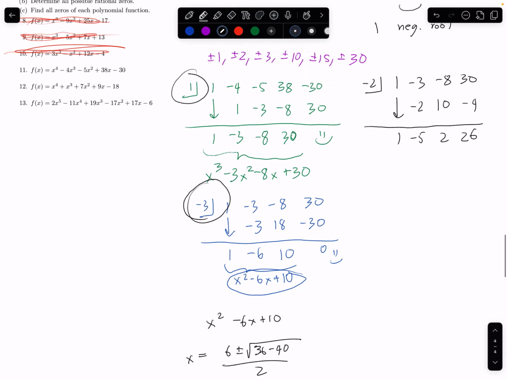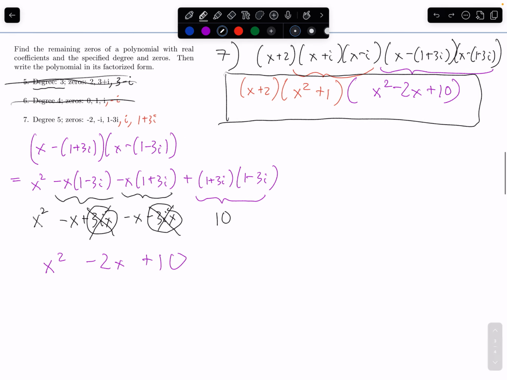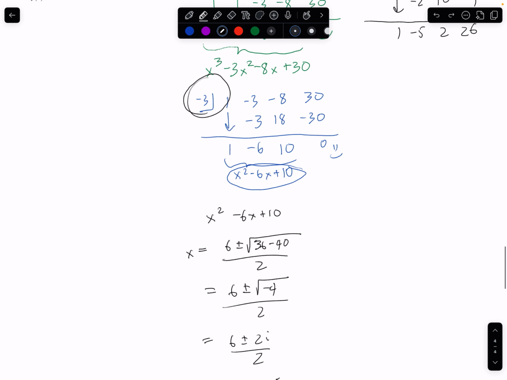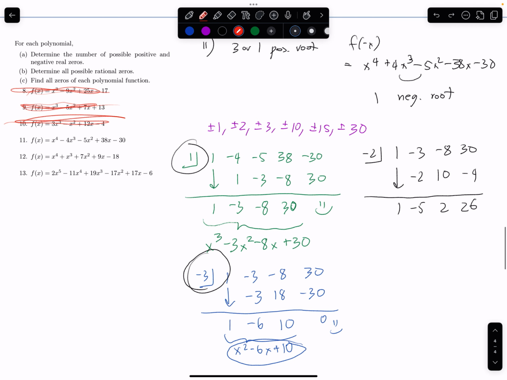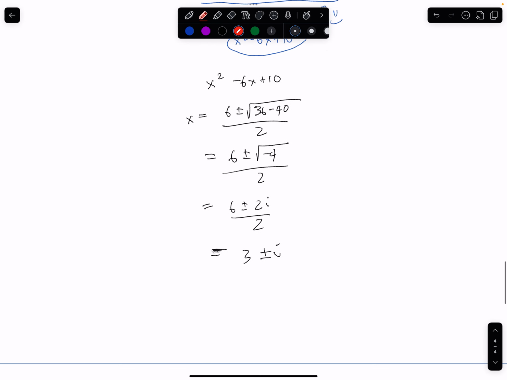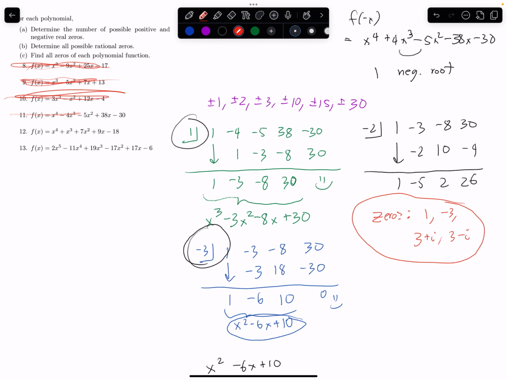Yeah, see, we saw that guy. Remember? Back in question number 5. I knew I recognized that quadratic. So 3 plus or minus i. Okay, so that means putting all our zeros together, we've got 1, negative 3, 3 plus i, and 3 minus i. That is what I had. Yeah, 3 plus or minus i. So there you go. That's the final answer.